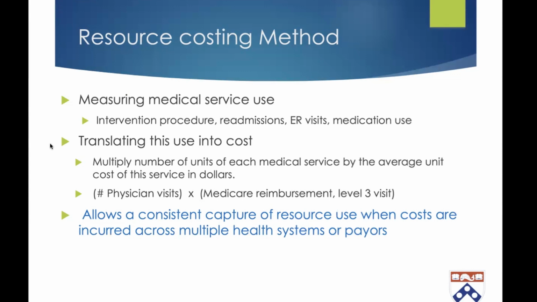Then you multiply the number of units of each medical service by the average unit cost of that service in dollars. So we have X number of physician visits, and we assume an average cost, say medical reimbursement level 3 or level 5 or whatever. So it allows a consistent capture of resource use when costs are incurred across multiple healthcare systems or payers. It really helps with generalizability.